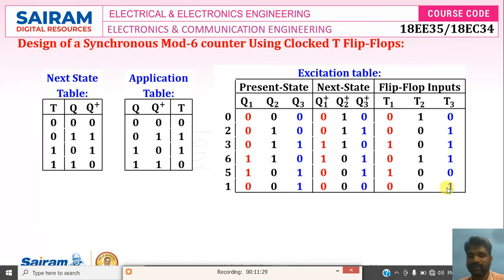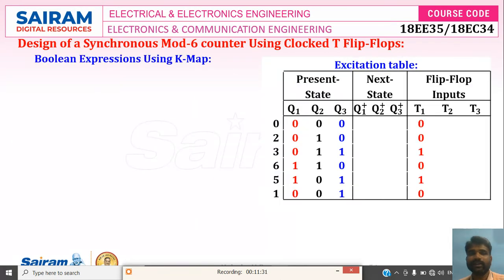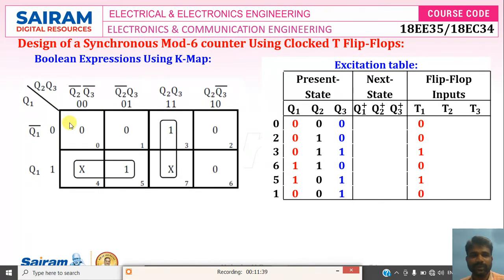This is the excitation table. And then the Boolean expression using K-map. For T1, consider the T1 column and the corresponding K-map entries. For cell 0, 0. For cell number 2, 0. Cell number 3, 1. And cell number 6, 0. And cell number 5, 1. And cell number 1, 0. And 4, 7 are don't care.